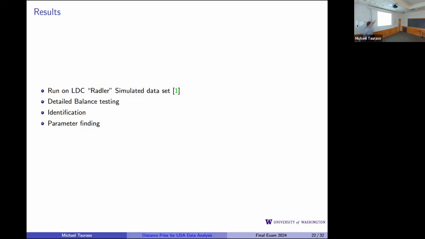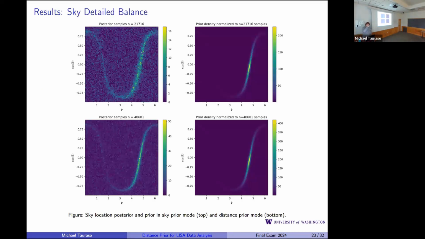And then we're going to talk about identification of sources and parameter fitting for this new version of the code. So this is looking at sky location. Oh, wow, the projector's doing a real number on this one. So at the top, these are detailed balance tests before any of my changes.